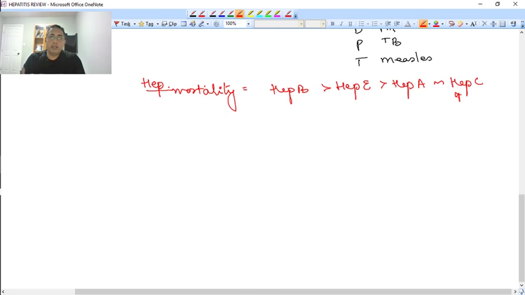Hepatitis B is one disease which has chronicity as a feature, and hepatitis B can develop into hepatocellular cancers, lead to fulminant hepatitis, and lead to cirrhosis. So it has a very wide spectrum of disease and clinical features. So hepatitis B has the maximum chances of mortality. Hepatocellular cancers are also predominantly due to hepatitis B and C.